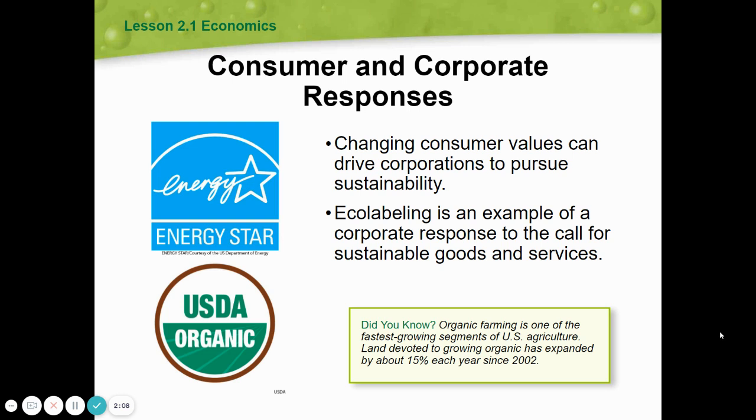Consumer and corporate responses. Changing consumer values can drive corporations to pursue sustainability, kind of like what we just saw there with Walmart. Eco-labeling is an example of a corporate response to the call for sustainable goods and services.